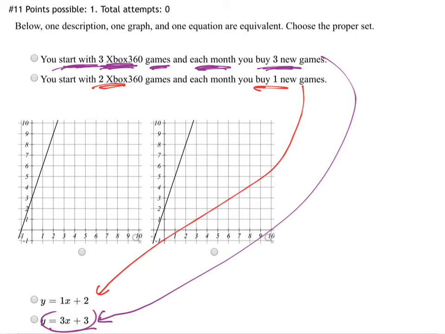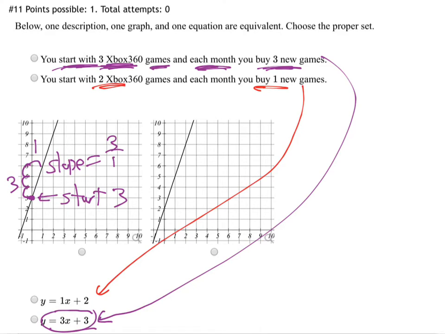So the one on the left or the right? Yeah, because it starts at 3. Remember, that's where you start, where you hit the y-axis. And then see how it's going up 1, 2, 3 over 1. Up 3 over 1. So it starts at 3, and the slope is also 3 over 1.